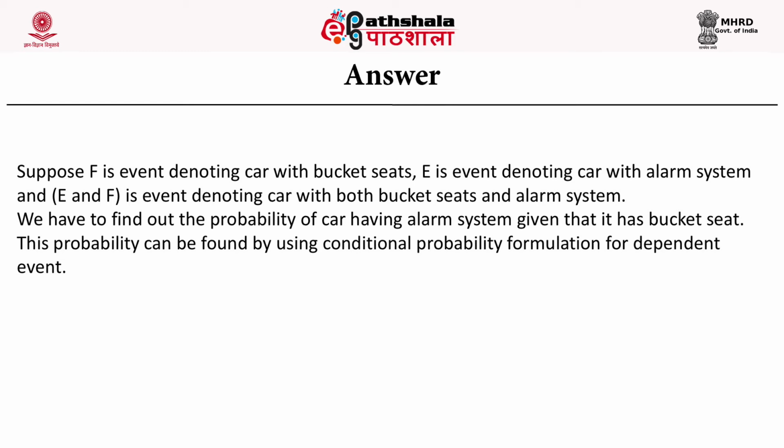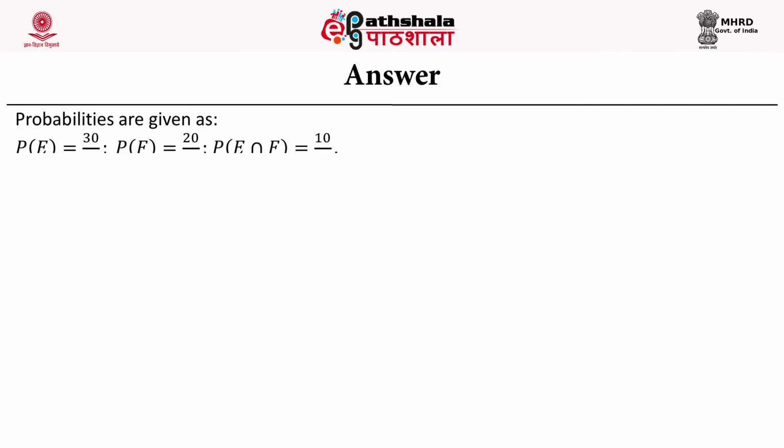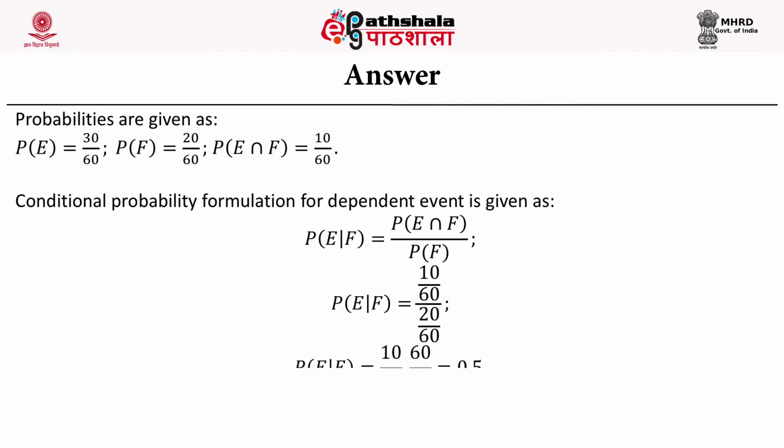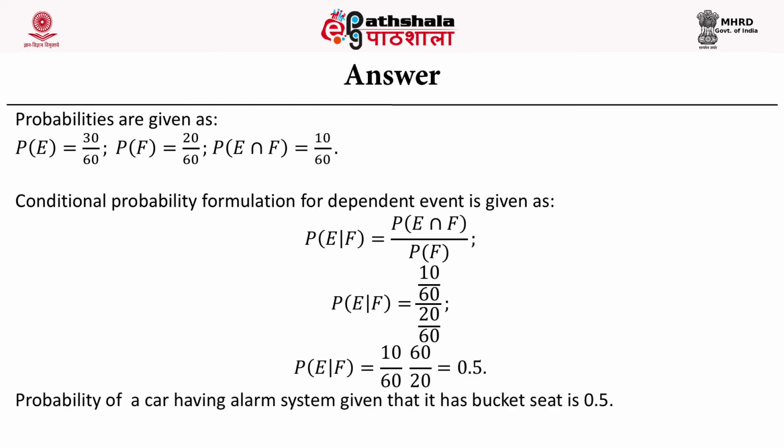We have to find the probability of a car having an alarm system given that it has a bucket seat. This probability can be found by using the conditional probability formulation for dependent events. Probability of E is 30 by 60, so the answer will be 1 by 2. Probability of F is 20 by 60 and the probability of E intersection F is 10 by 60. After putting in the values, we get probability of E given F as 0.5. So the probability of a car having an alarm system given that it has a bucket seat is 0.5.